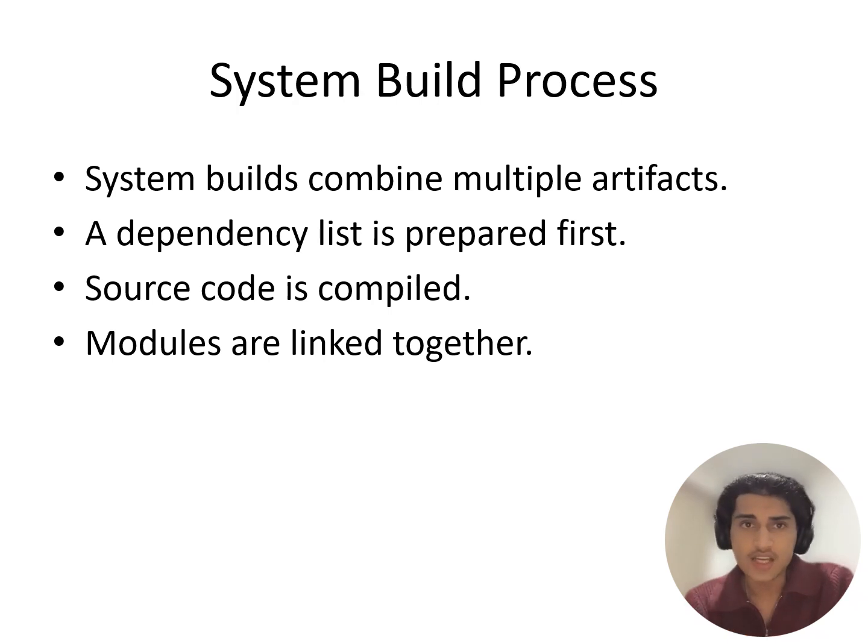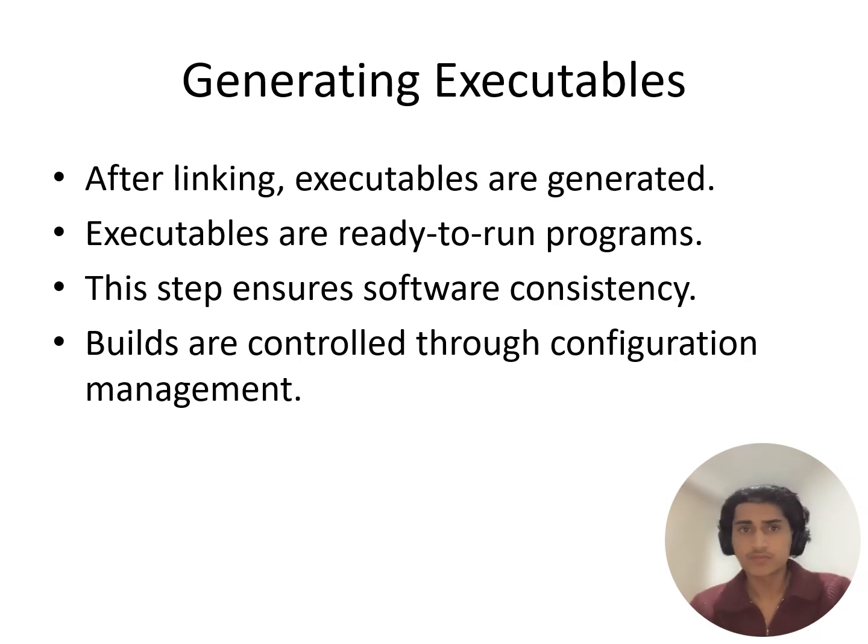Let's go to the next slide, which is about the system build process. System builds combine multiple artifacts. A dependency list is prepared first, so all the dependencies are listed at the very beginning of the software development. After that, the source code is compiled and modules are linked with each other. Modules are small projects, like classes. These are linked together to build a particular piece of software.